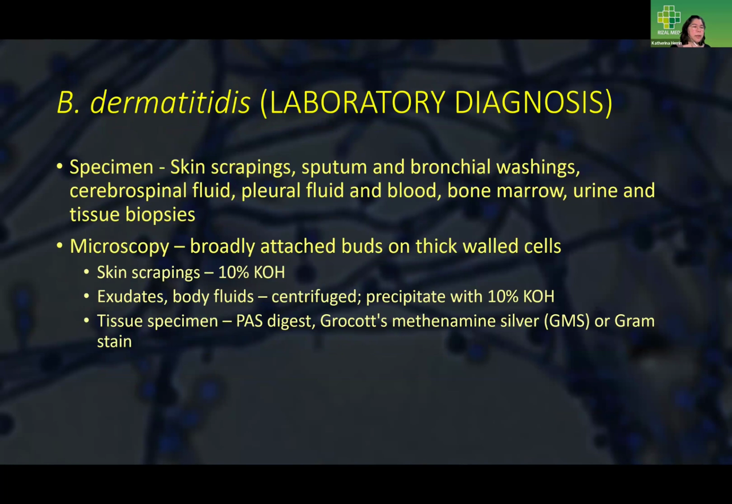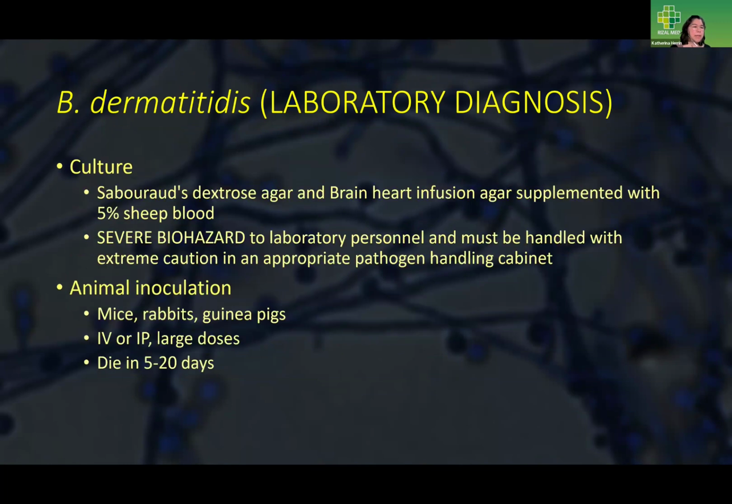Using skin scrapings, sputum, and bronchial washings, you may visualize under direct microscopy the thick-walled yeast cells with buds attached on a broad base. Identification is confirmed by: 1. Conversion to yeast form after cultivation on rich medium. 2. Extraction and detection of B. dermatitidis-specific antigen A, or 3. Specific DNA probe.